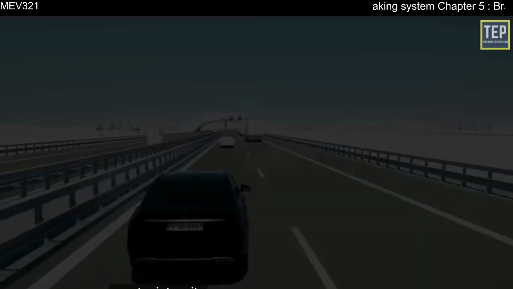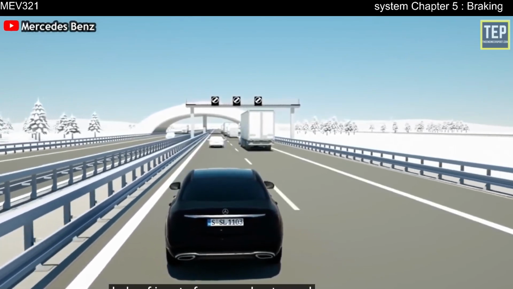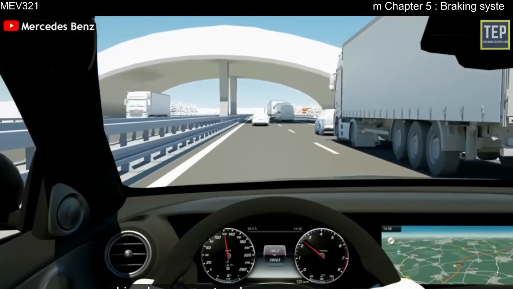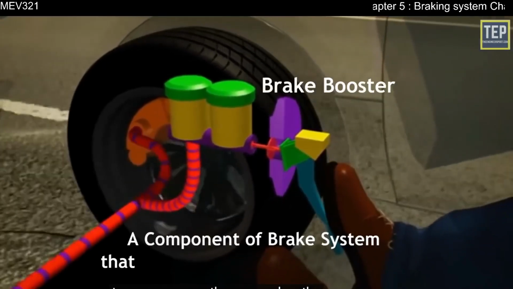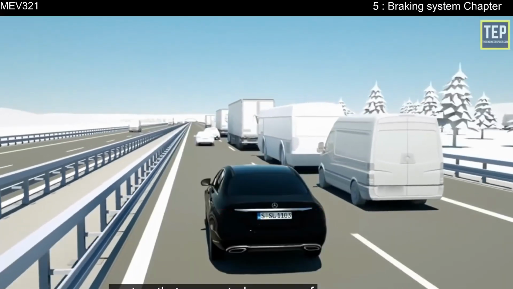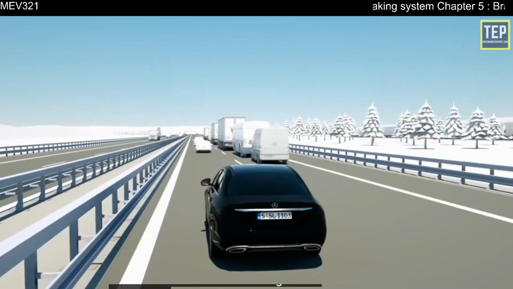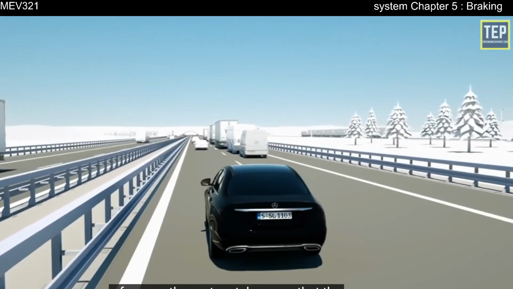The ECU measures this intensity with the help of inputs from the accelerator and brake sensors and determines whether the driver has encountered an emergency. If it is found that the braking is due to an emergency, then the ECU orders the brake booster, a component of the brake system that can control the pressure of braking, to apply more pressure on the brakes so that the vehicle could be brought to a stop early. Of course, the system takes care that the pressure applied is always optimum.